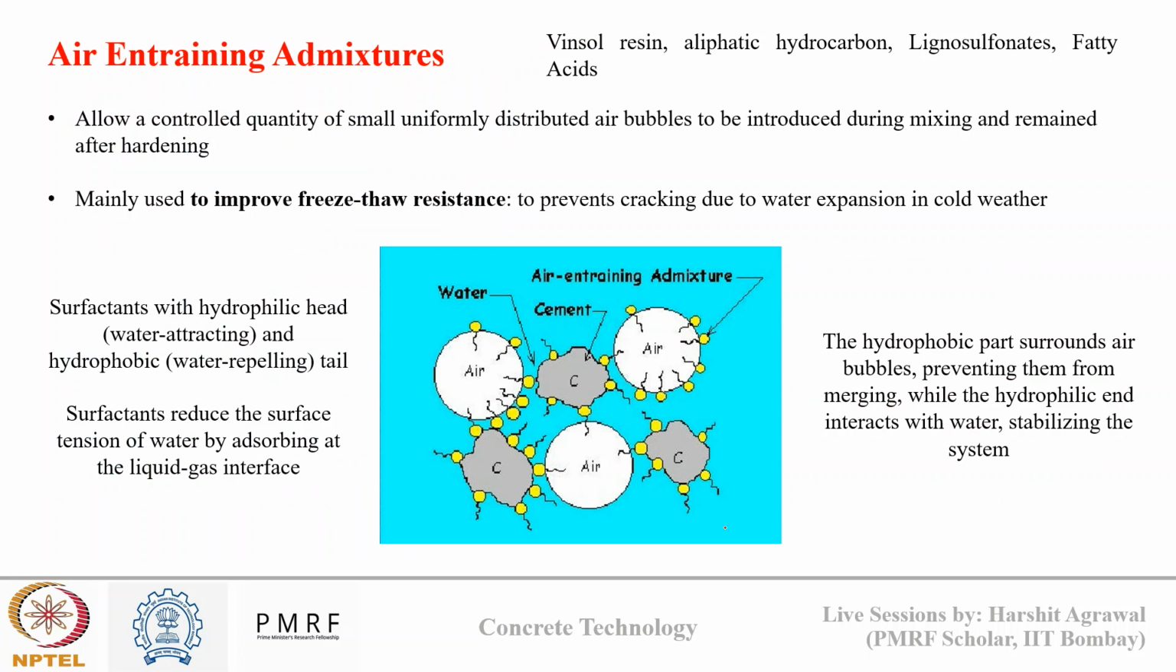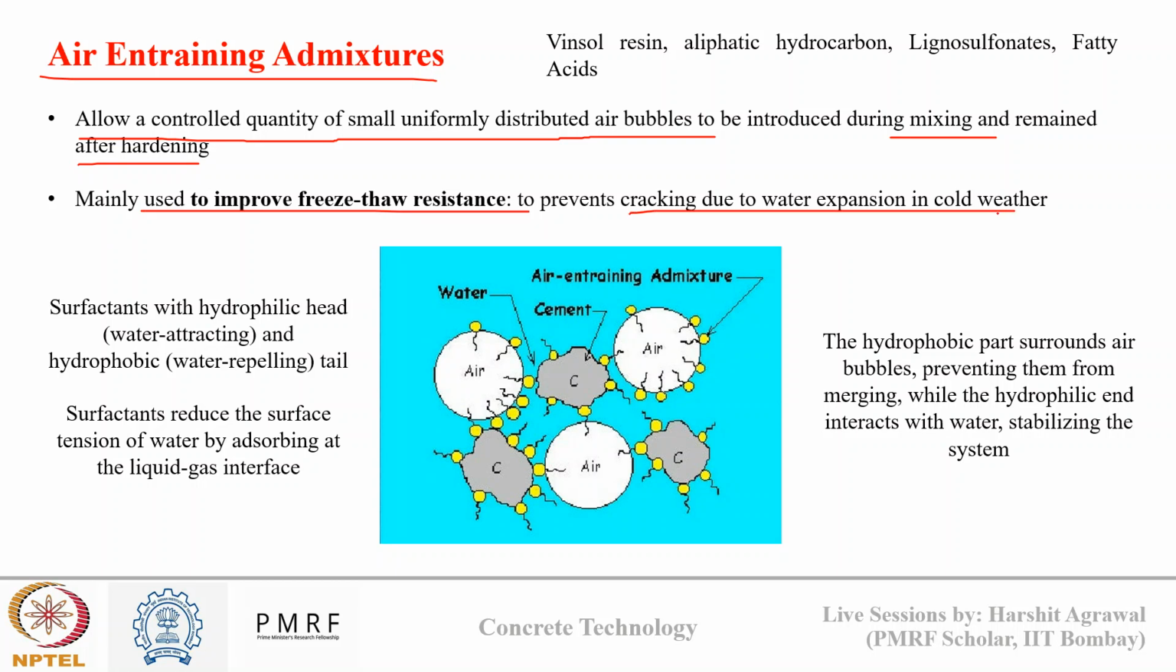Okay. After this, we have air entraining admixtures. As the name suggests, these admixtures allow a controlled quantity of small, uniformly distributed air bubbles to be introduced during mixing and remain after hardening. They are mainly used so that we can improve the freeze thaw resistance to prevent cracking due to volume expansion in cold weather.